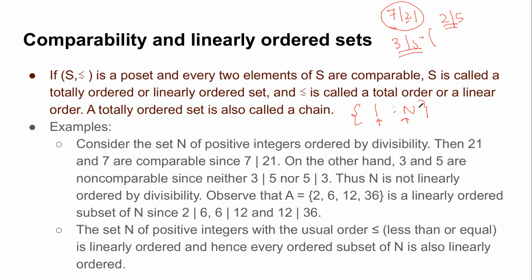But now, if instead of N, the set of natural numbers, I reduce the set to A, which consists of these four elements, 2, 6, 12, and 36, then is it a linear order or total order?